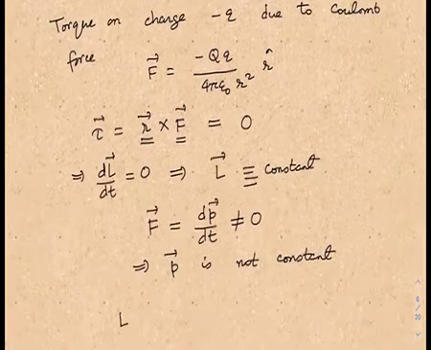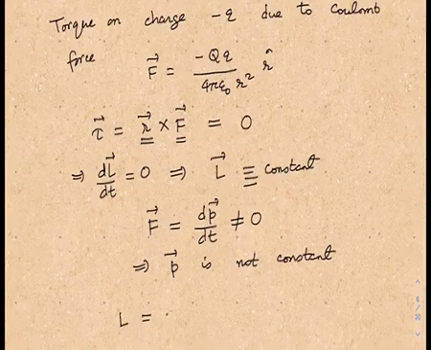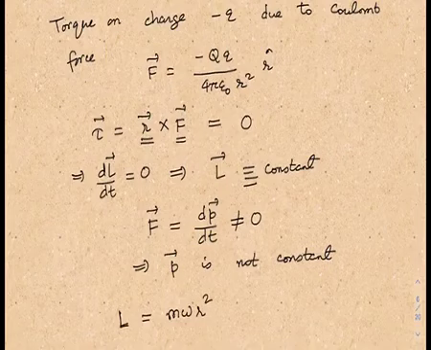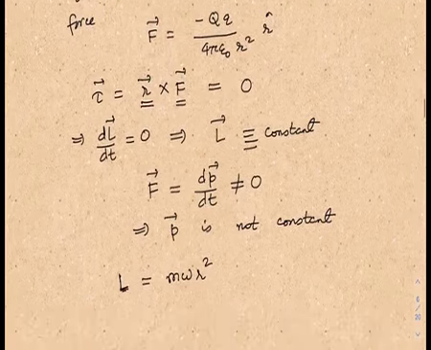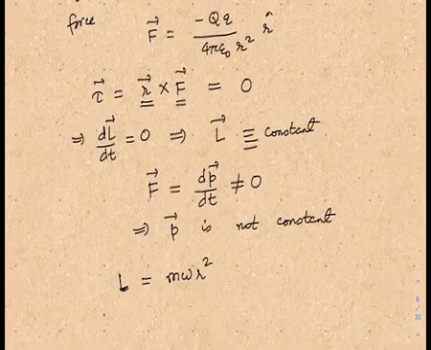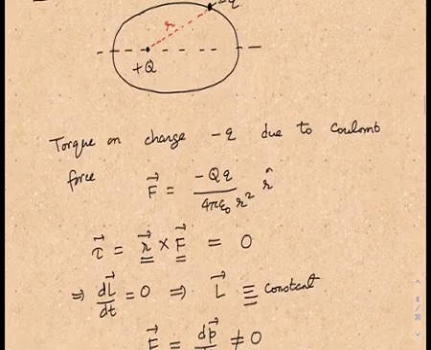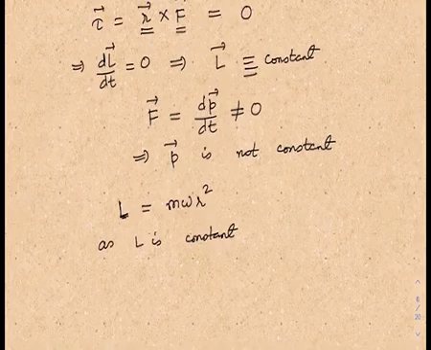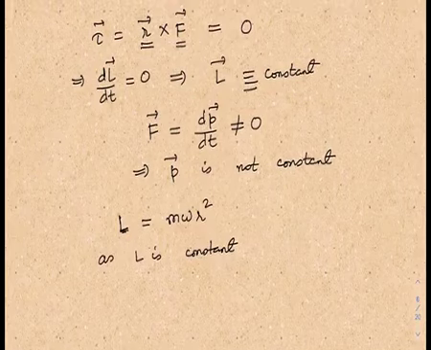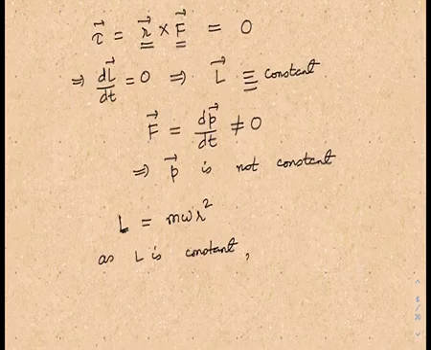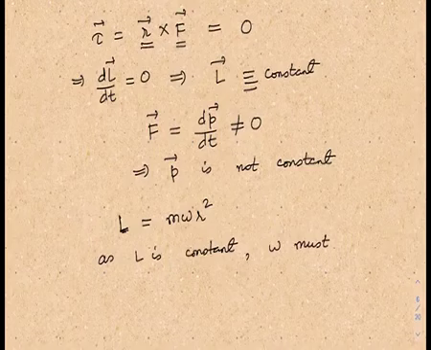Now you see angular momentum is constant, and you know that it will be m omega r square. Because L is constant, omega should also vary because r is varying. Because r is different at different positions as it is moving, so omega has to vary. L is constant, so omega must vary because you have to keep L constant while r is varying.